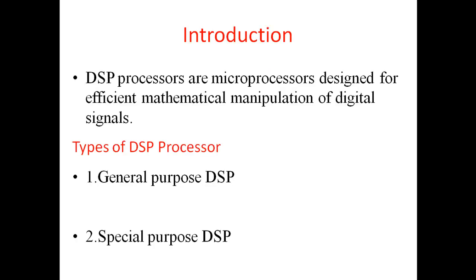First, Introduction. A DSP processor is a microprocessor designed for the efficient mathematical manipulation of digital signals. There are two types of DSP processor: one is the general purpose DSP processor and the second one is the special purpose DSP processor. General purpose digital signal processors are basically high speed microprocessors with architecture and instruction set optimized for DSP operation. Special purpose digital signal processors consist of hardware designed for specific DSP algorithms such as FFT, PCM and filtering process.